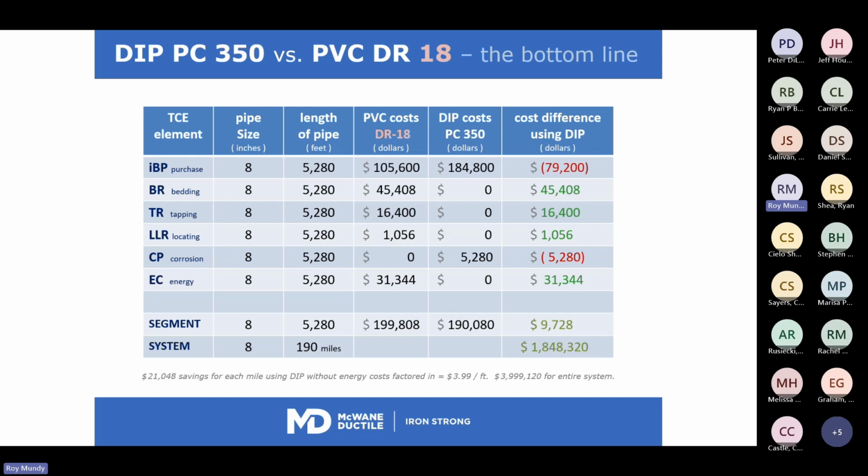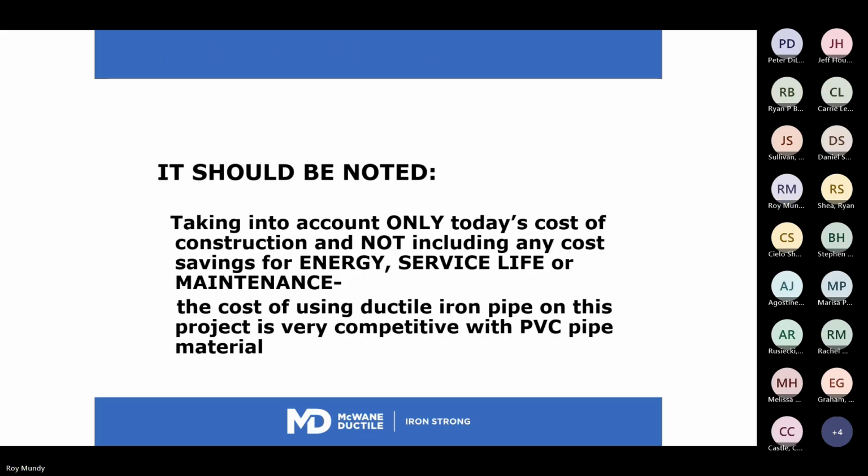Some people say, well, we don't use DR14, we use DR18, which of course is even weaker than DR14. Here is the comparison when it comes to DR18. And effectively, again, if you take the energy out of the equation, then you see that ductile iron pipe would be about $4 per foot higher than PVC, not $10 per foot. And many utilities would want to go that direction.